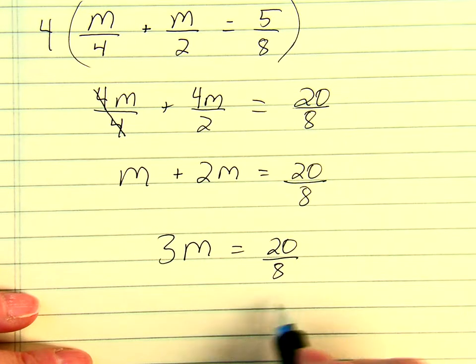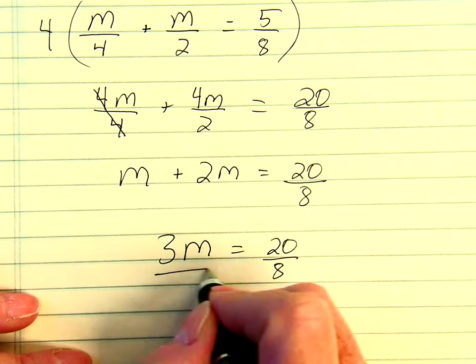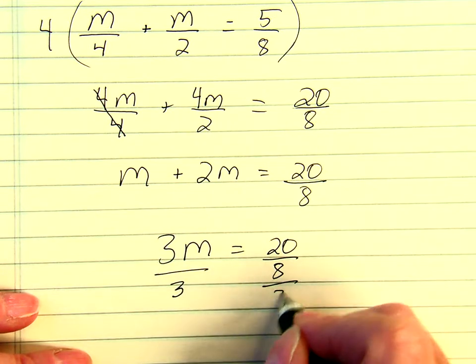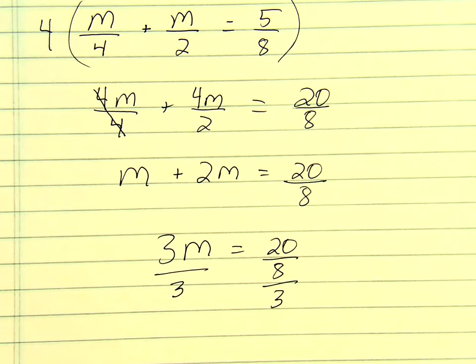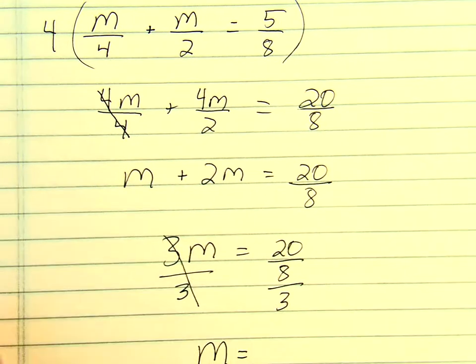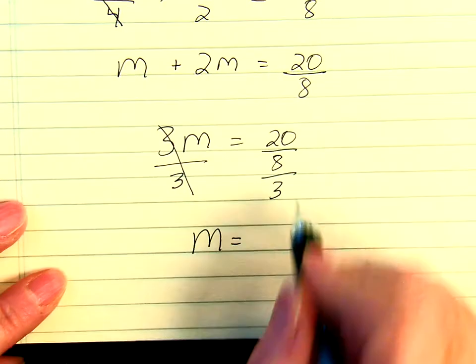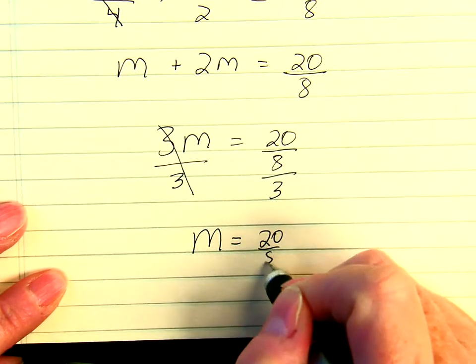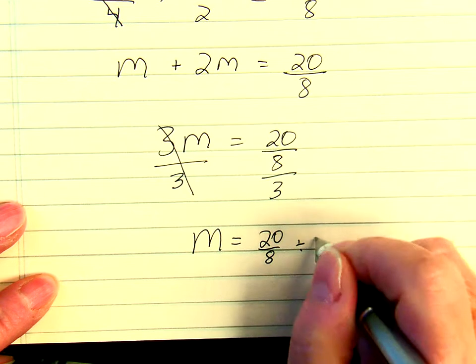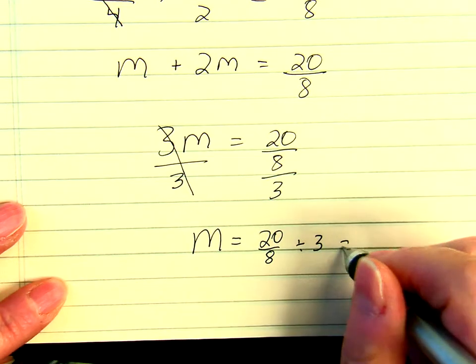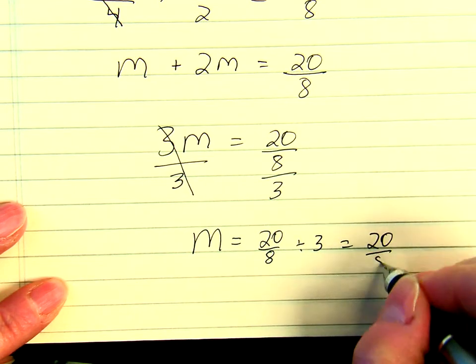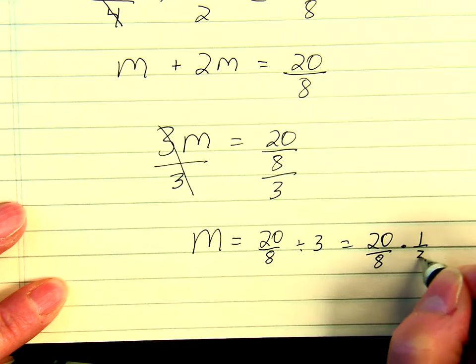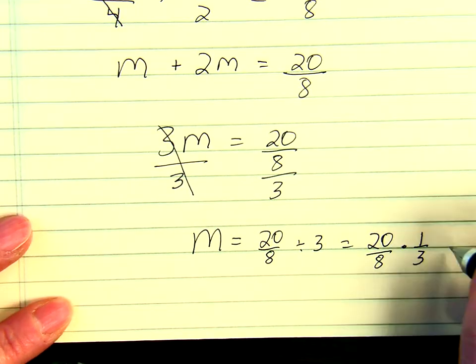And we're going to now go ahead and divide both sides by 3. Now, remember, we're going to rewrite this. This is going to become m equals 20 over 8 divided by 3, which is equal to 20 over 8 times 1/3. So this gives us 20 over 24.